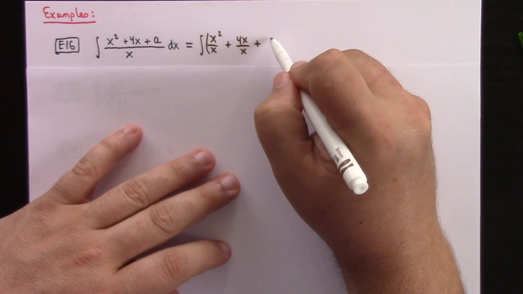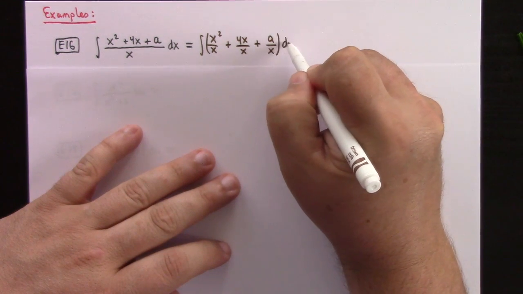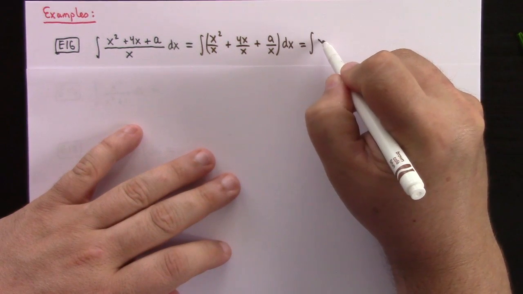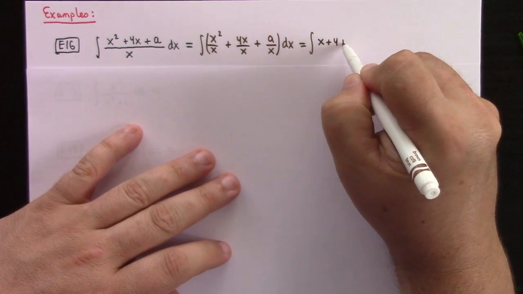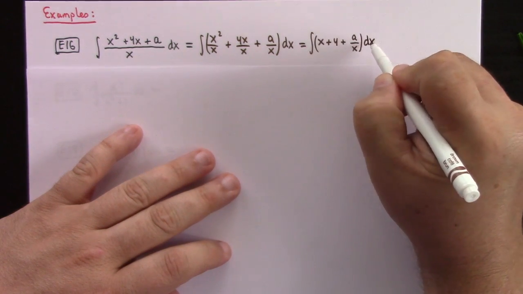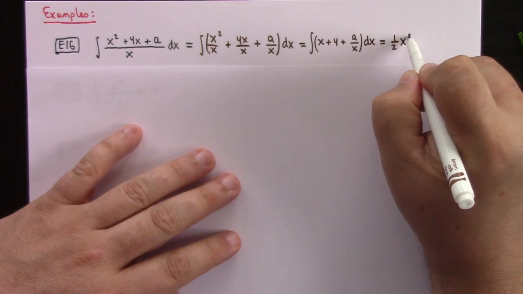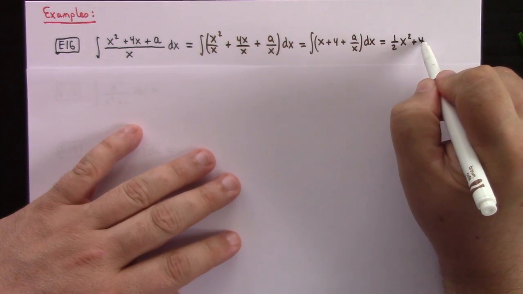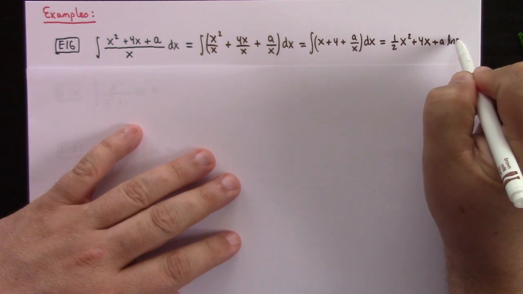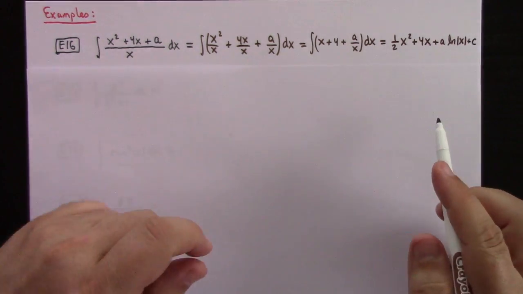Now if the sum is in the denominator, you're out of luck, all right? If you believe that sort of thing. Anyway, so we have the integral of x plus 4 plus a over x. And we can integrate term by term, and what we get is 1/2 x squared plus 4x plus a times the natural log of the absolute value of x, plus a constant. Phew, just made it.